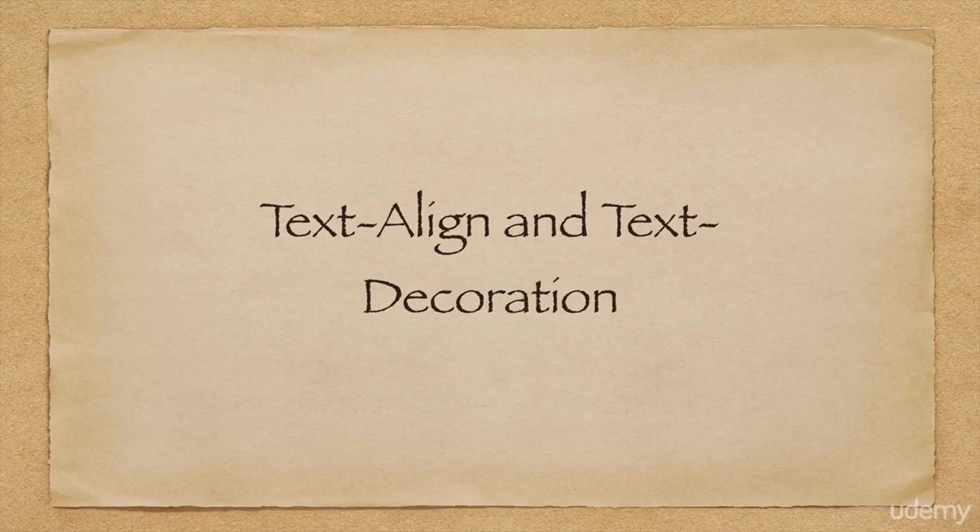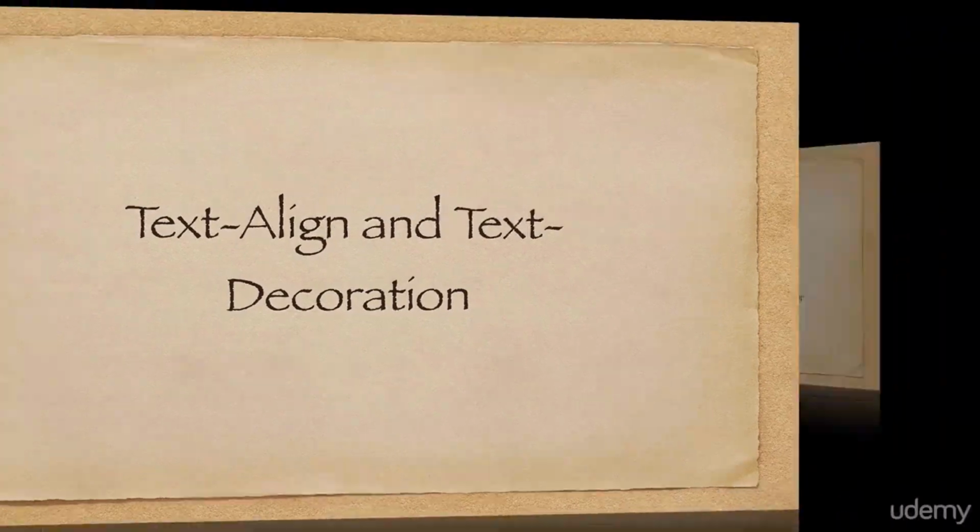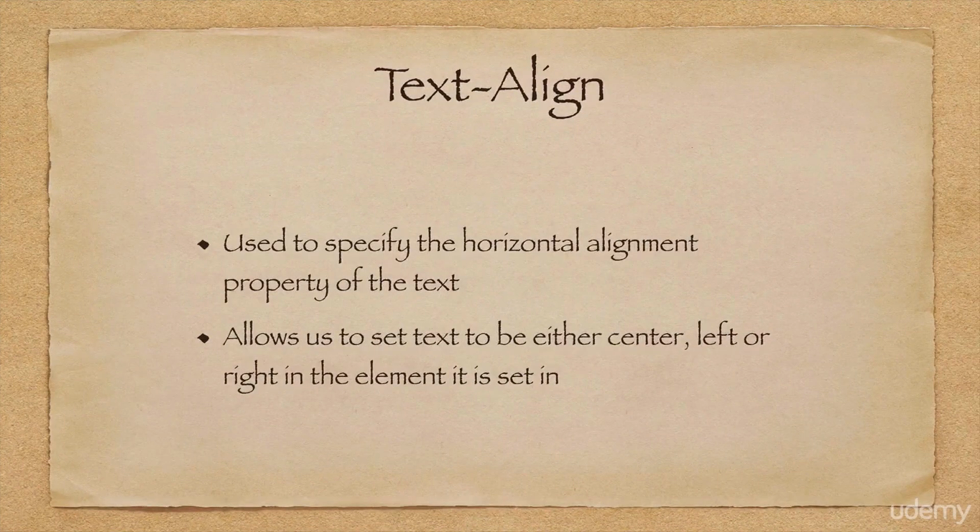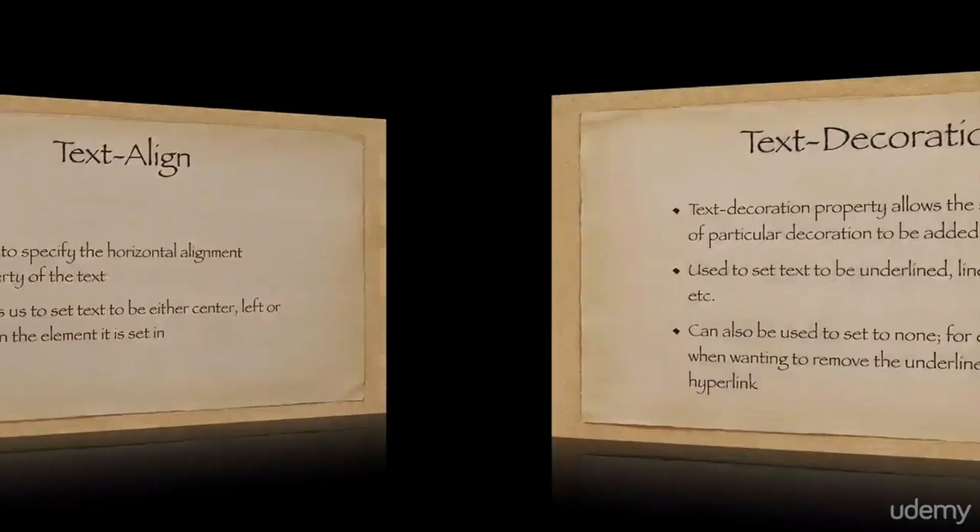Text align and text decoration. So text align is used to specify the horizontal alignment property of the text. And it allows us to set text to be either center, left or right in the element it is set in. So it is just a positioning tool. It allows you to set a piece of text to be on just the right hand side, the left hand side, or the center of that element.